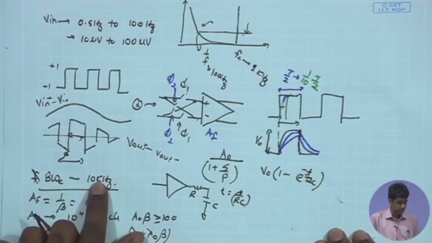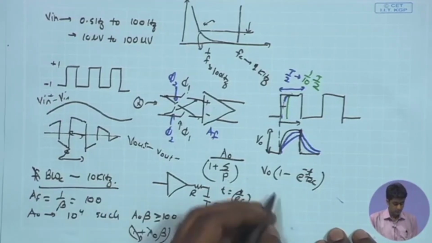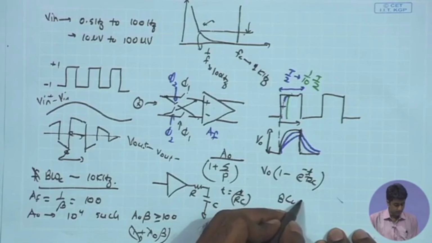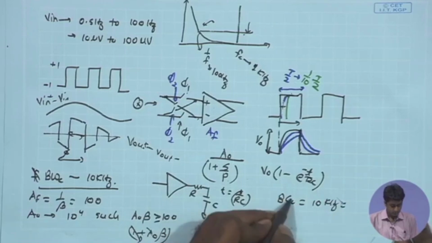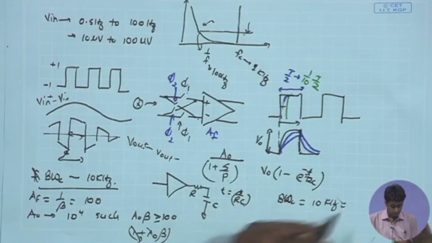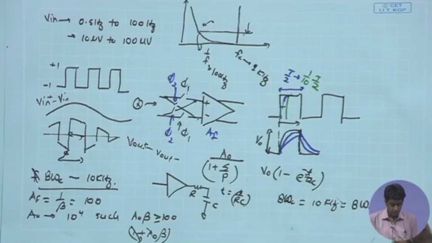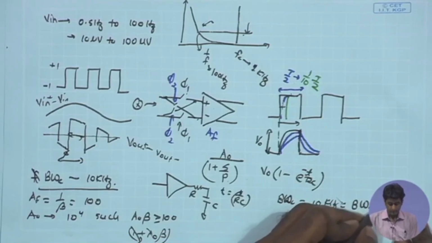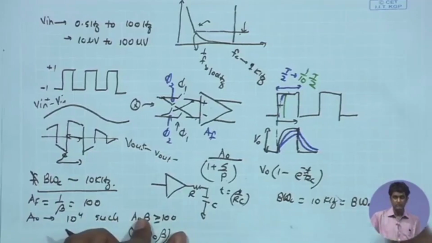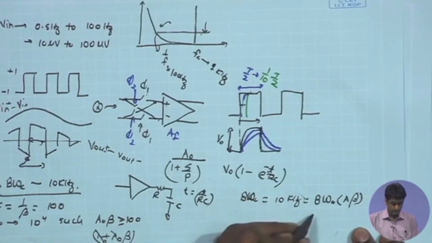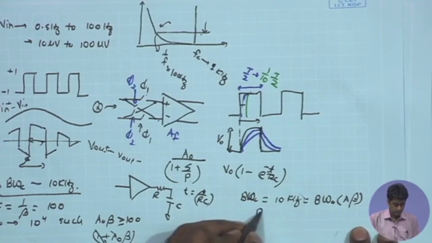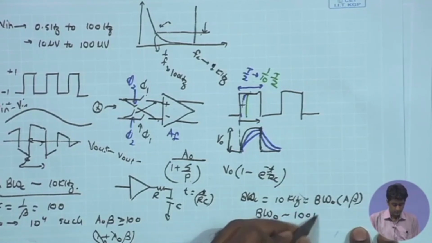So the closed loop bandwidth is targeted to be 10 kilohertz, and we know that closed loop bandwidth of 10 kilohertz is going to be equal to the open loop bandwidth, BW open, times 1 plus A beta. 1 is small, so times A beta approximately. So here we have also seen that the A beta we are choosing to be around 100, and as a result the open loop bandwidth can be taken as 10 kilohertz divided by 100, and therefore the bandwidth open is around 100 hertz. That is what we looked at.